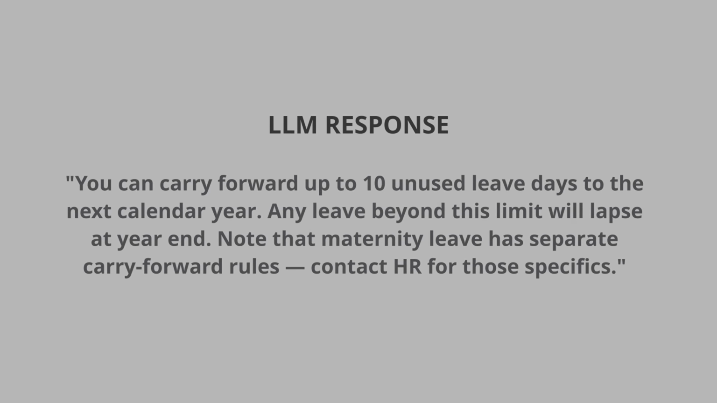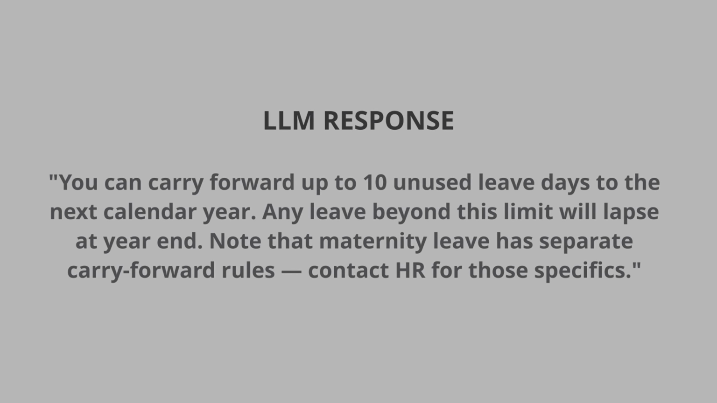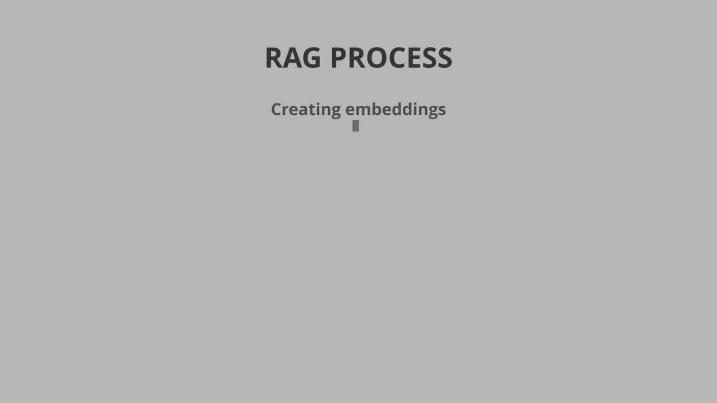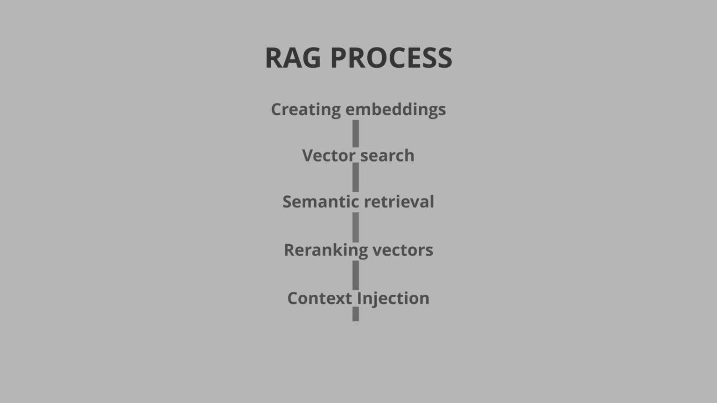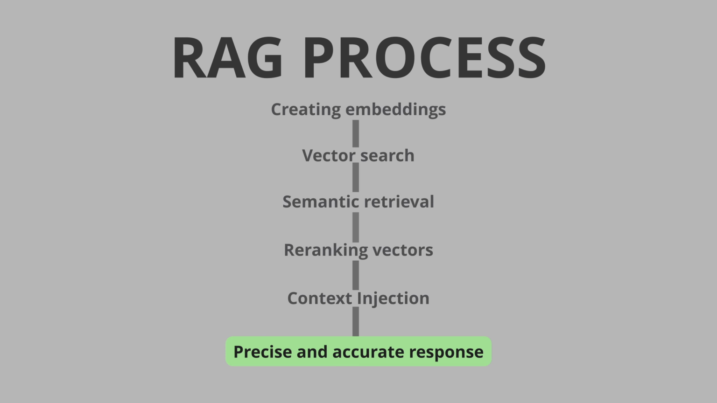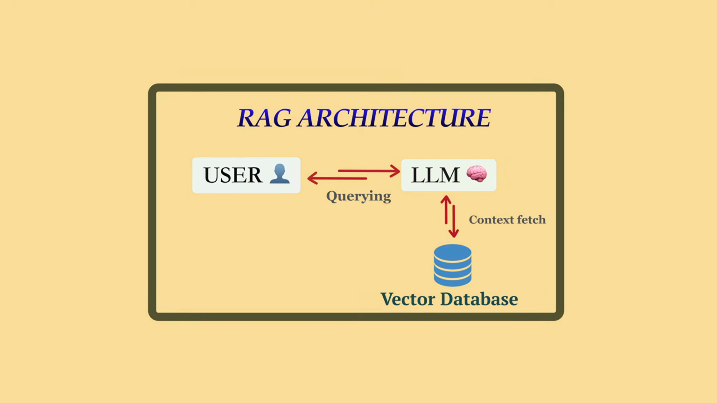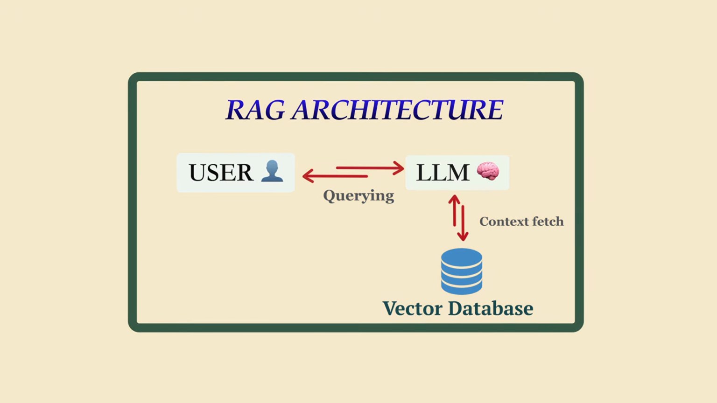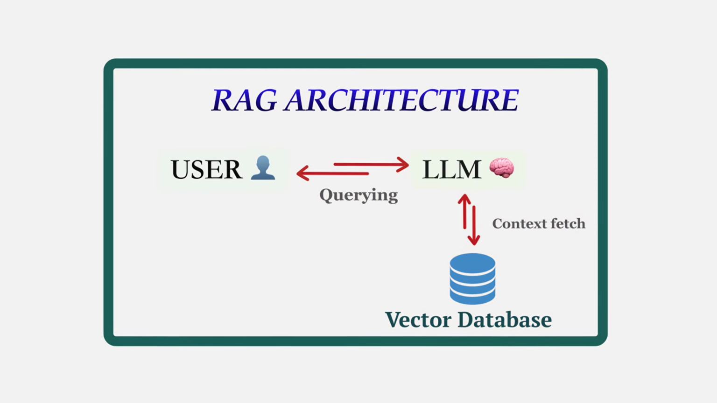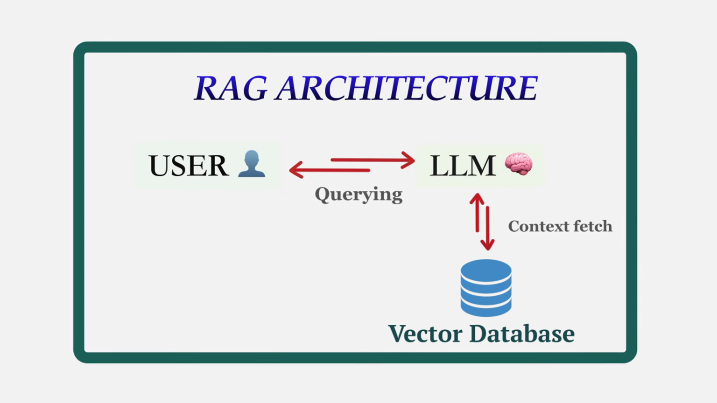And finally, the LLM generates the response using retrieved context. That entire pipeline, from creating embeddings, vector search, semantic retrieval, re-ranking, context injection to final response generation for accuracy and preciseness, is called Retrieval-Augmented Generation. This is why modern AI assistants can answer company-specific questions even if that information was not part of the model training. And this architecture is becoming the backbone of modern enterprise AI systems.